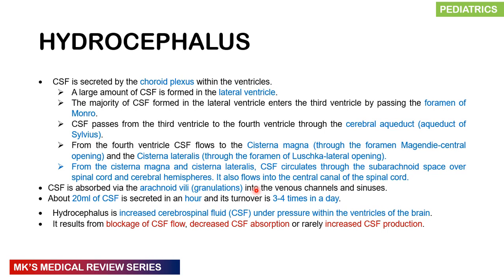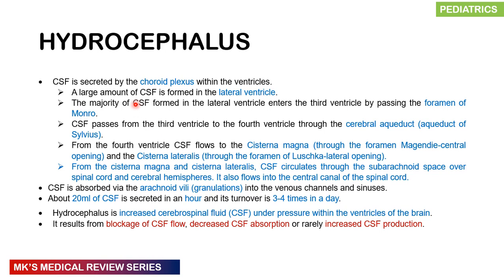Remember that the brain is surrounded by meninges, the dura mater, which is adherent to the bone, the arachnoid mater, which is just underneath, and the pia mater, which is adherent to the brain parenchyma. Between the bone and the dura mater, you have the epidural space. Between the dura mater and the arachnoid mater, you have the subdural space, and between the arachnoid mater and the pia mater, you have the subarachnoid space. This subarachnoid space is where the CSF is going to be flowing.